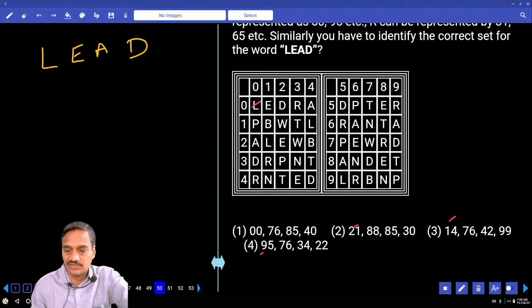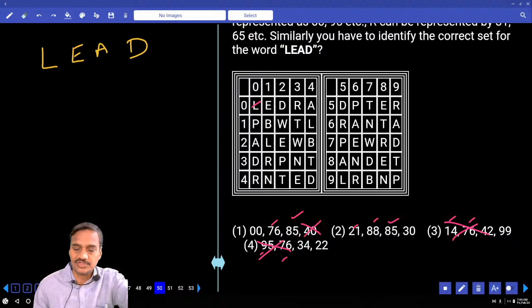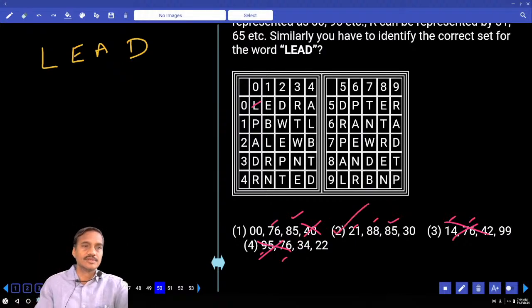Next, 7 and 6 double, and 8 and 8. And the third element A: 8 and 5, A comes? Yes. And 42 is not A, and 34 is not A. And finally the last one, 40 and 30. 4 and 0 does not come here, but 3 and 0, that is choice 2. So what is your answer? Choice 2, question number 50.